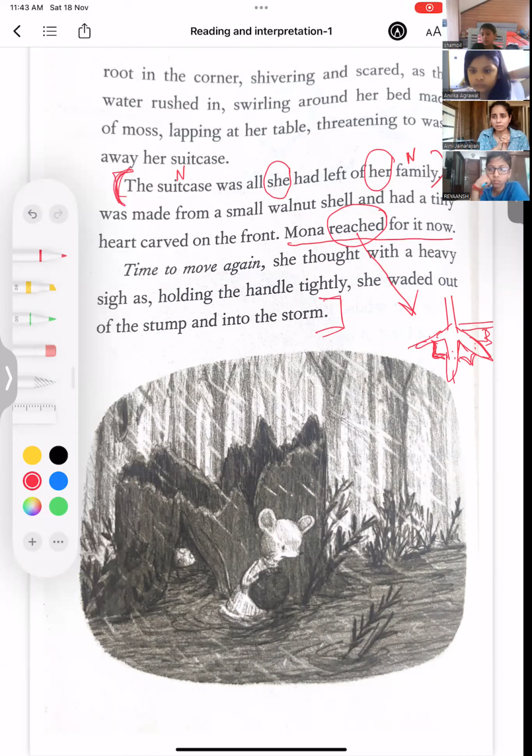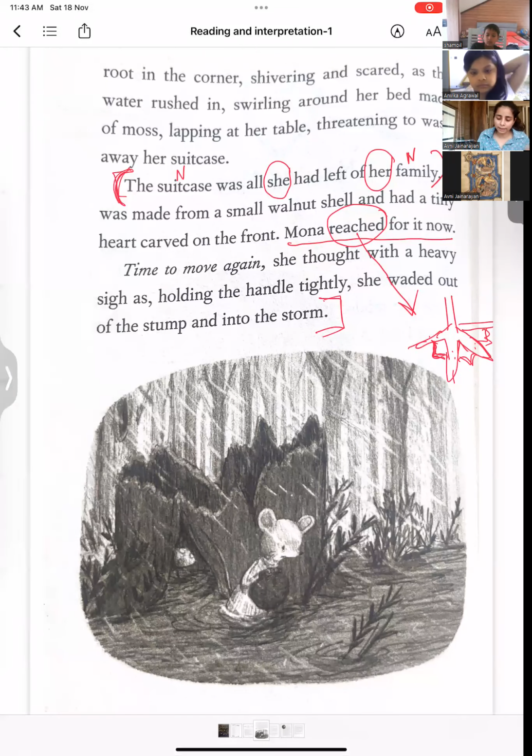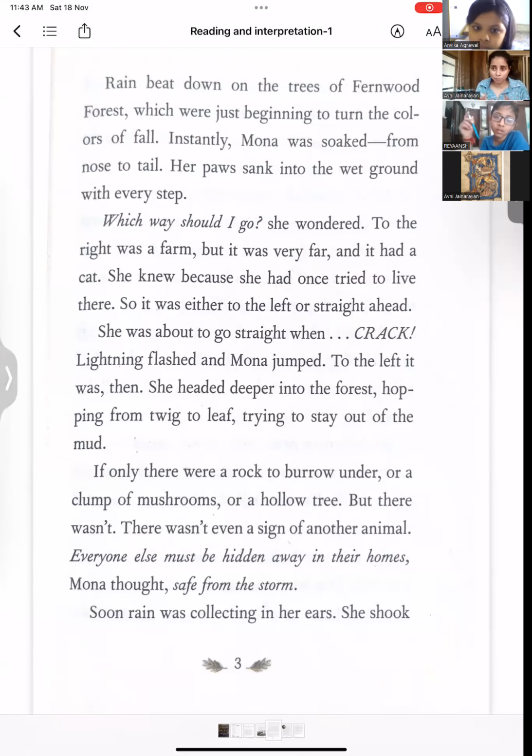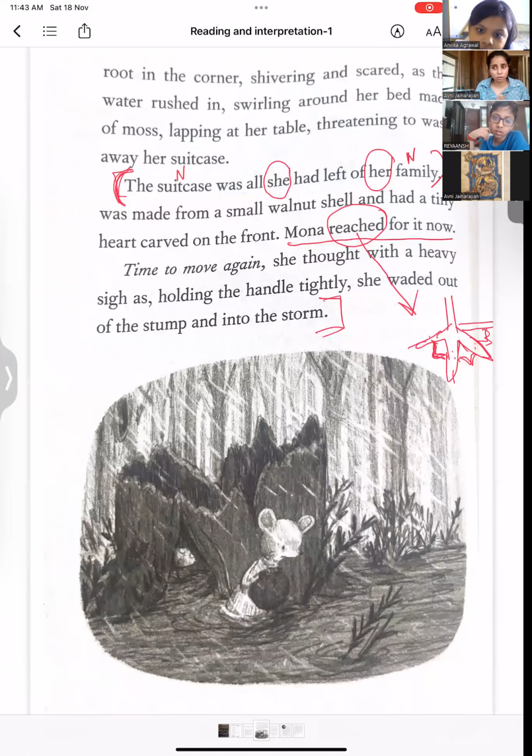Sorry, ma'am, I raised my hand by mistake. Okay, no problem. Now we are moving on to the next chapter, but we will just stop right now because we have to do other things also.